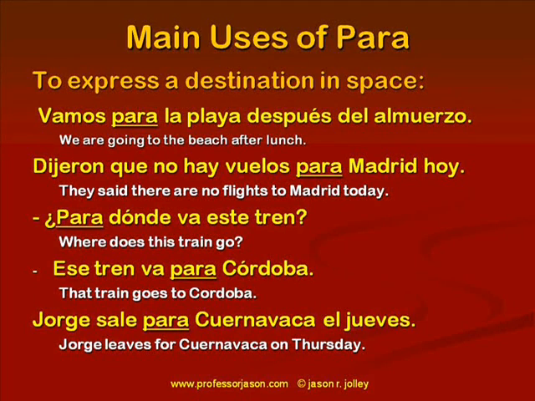So on this slide, we have some examples of how para might be used to express destination in space. So for example, we might say, vamos para la playa después del almuerzo. Or, dijeron que no hay vuelos para Madrid hoy. ¿Para dónde va este tren? Ese tren va para Córdoba. Or, Jorge sale para Cuernavaca el viernes. So here we see para used as to, really, to someplace. The English translation's in white.